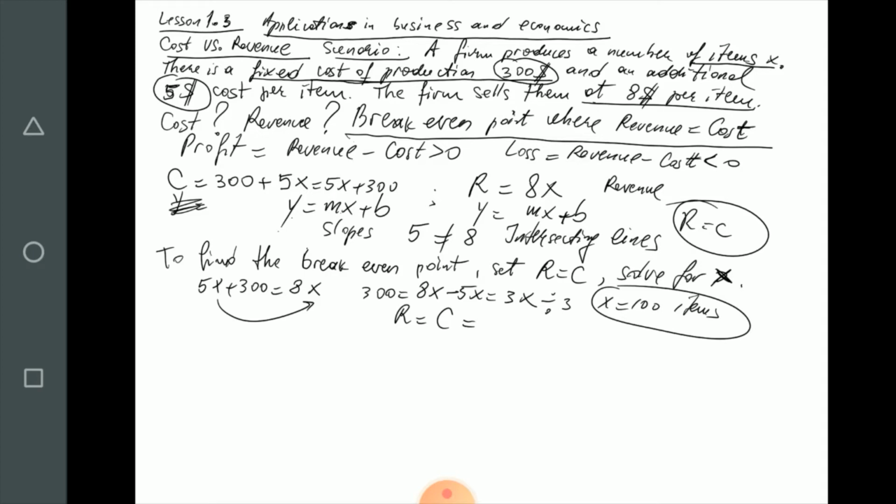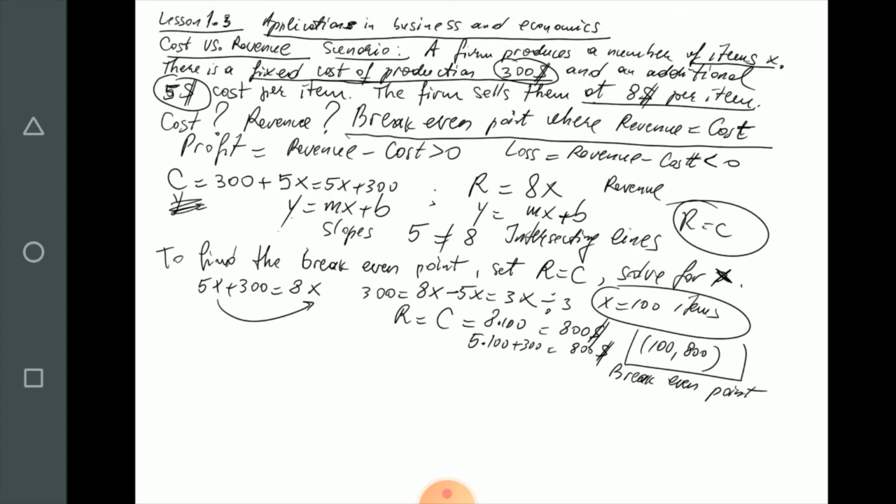So notice if I plug in 100 for x into the revenue, that's $800. If I do the same for the cost, no surprise, it should be the same amount. So 5 times 100 plus 300, that's $800. So the break-even point, again, if we write it as a point on the plane with the x coordinate specified in the beginning, that's 100, 800.